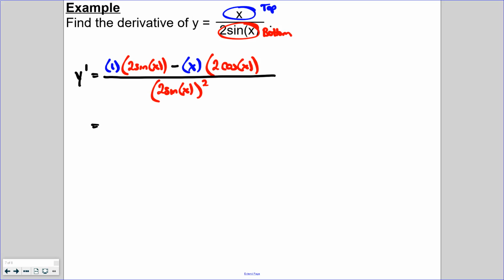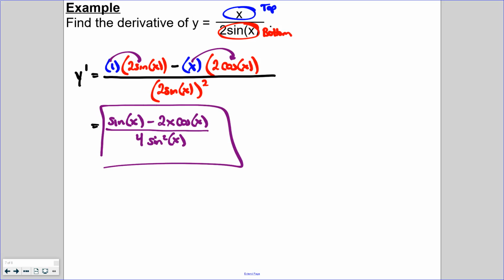Alright, then from here we can do a little bit of simplification. Let's see, 1 times 2 sine of x is just going to be 2 sine of x. And then x times cosine of x is going to be negative 2x cosine of x, all over 2 sine of x squared. Well, 2 squared is 4, and sine squared is just sine squared. And there we go. We have our derivative of 2 sine of x minus 2x times cosine of x all over 4 sine squared of x.